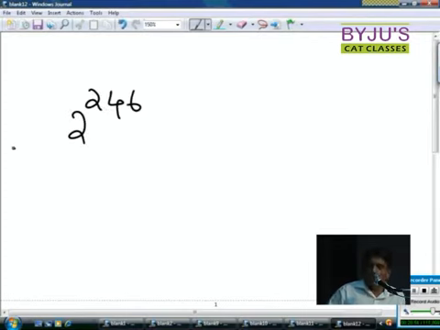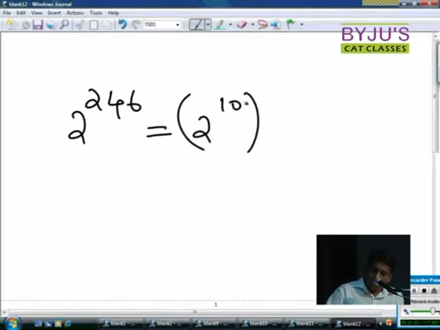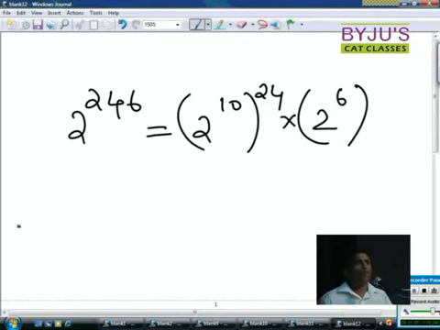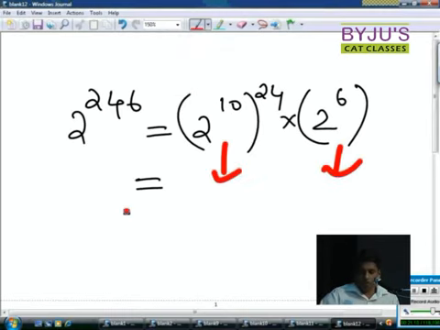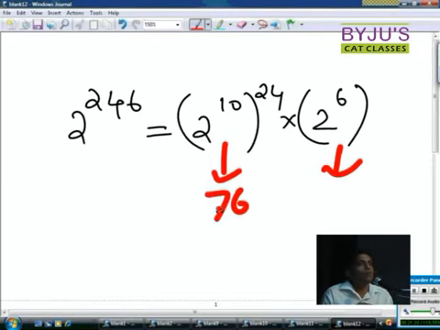I'm just giving 2 raised to 246, I'm using the same number which came, a similar one. I'm just changing the question to last 2 digits. How will you proceed? You'll write this as 2 raised to 10 raised to 24 into 2 raised to 6. Previously in odd numbers we were using a frequency of 4. Here we are using a frequency of 10. This 246, you can express it this way. The last two digits you should be knowing. This is straight out of that pattern. This is 76 because it's an even power.